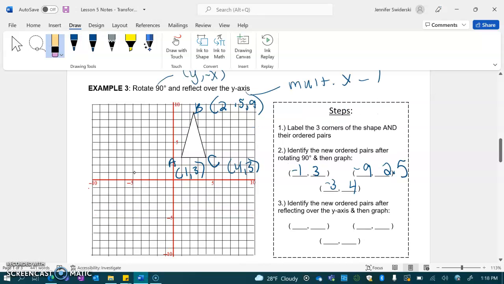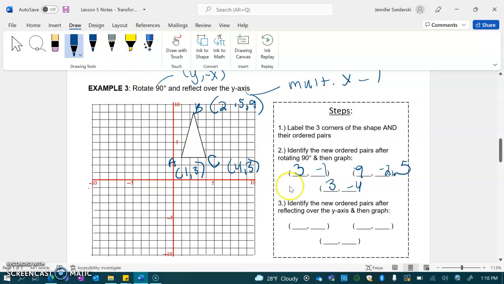You know what? I just realized I did this backwards. So I'm going to go ahead and erase that. So what we need to do is flip my x and my y for that 90-degree angle. So I'm going to get for A, 3, negative 1. For B, I'm going to get 9, negative 2.5. For C, I'll get 3, negative 4.